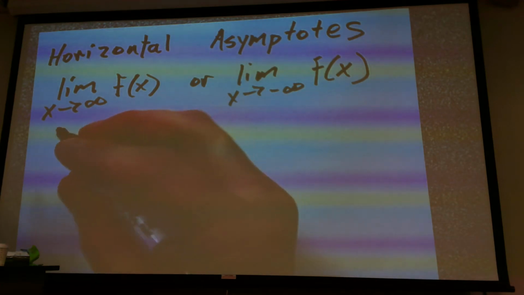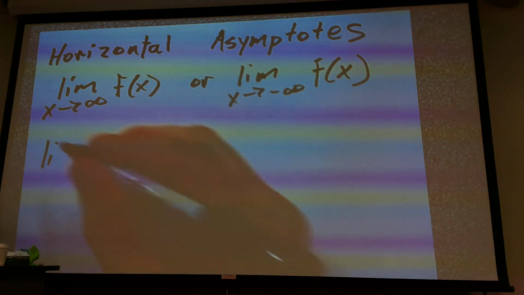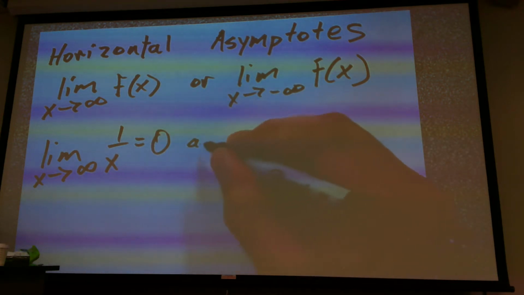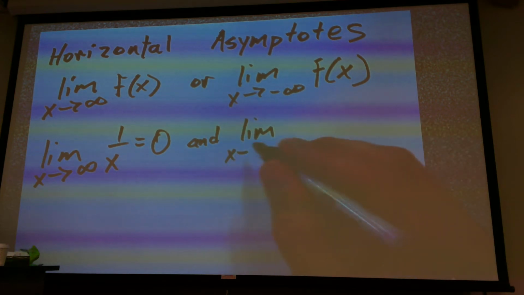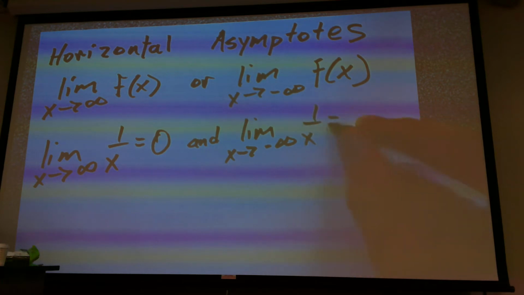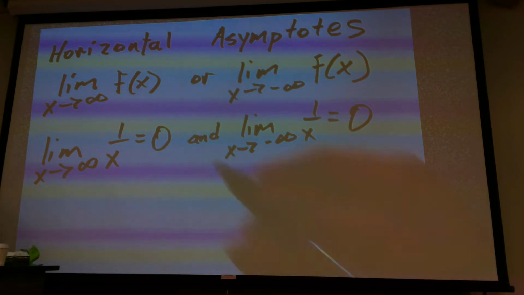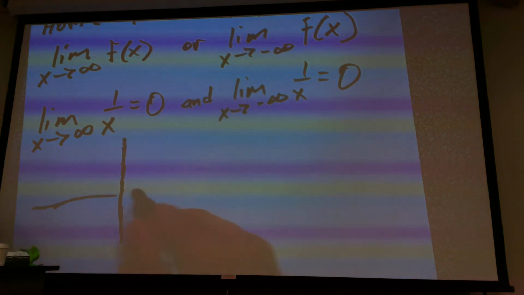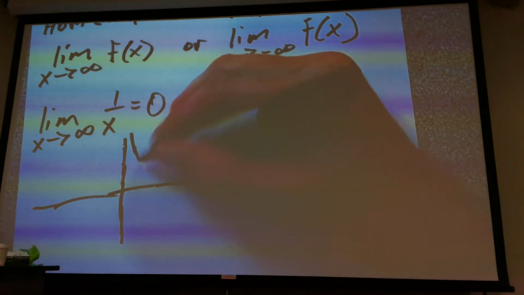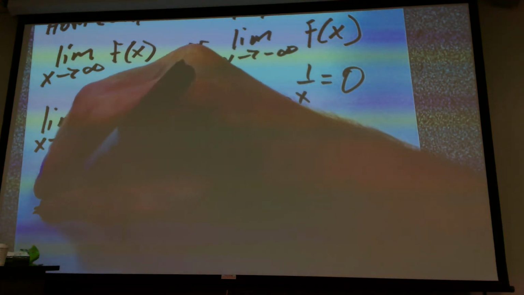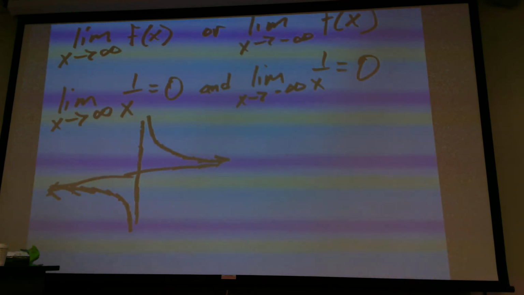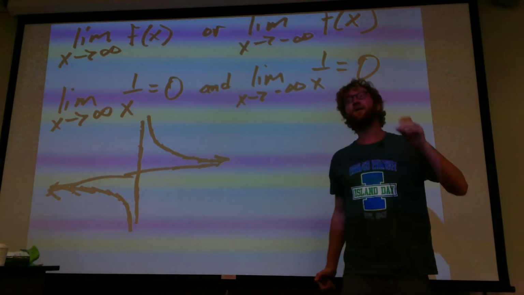One of the more basic ones we'll deal with, and this is just a rule that you need to know: the limit as x tends towards infinity of 1 divided by x is going to equal 0, and the limit as x tends towards negative infinity of 1 divided by x is also going to equal 0. So, what is this problem really stating? As x tends towards infinity, 1 divided by x is going to tend towards 0.